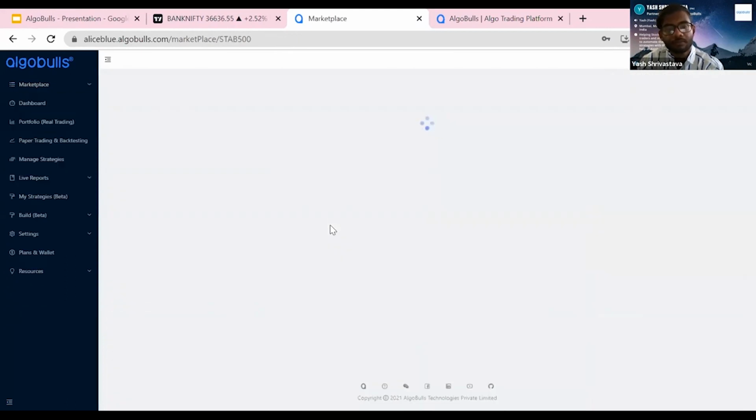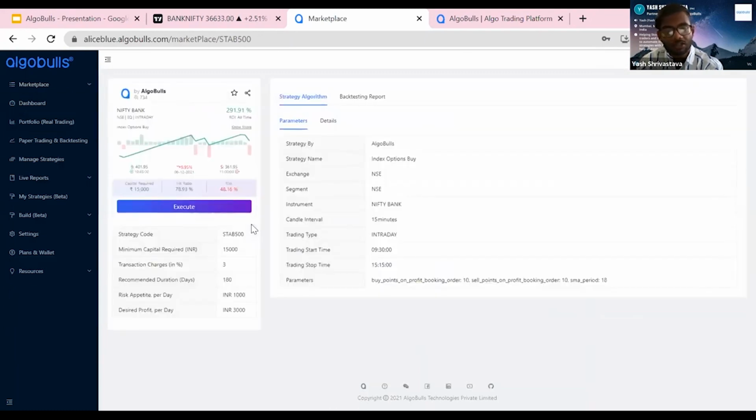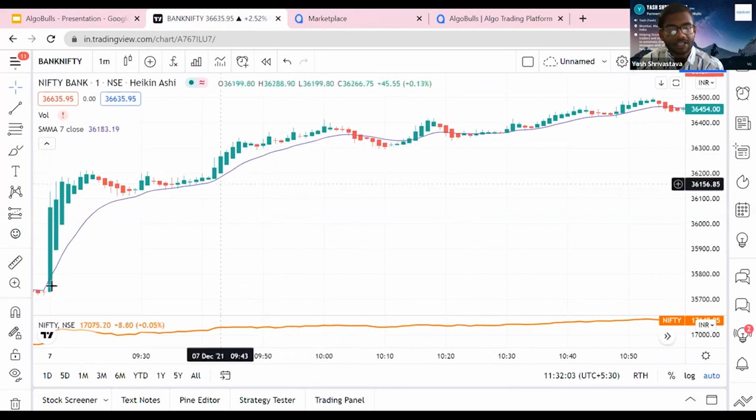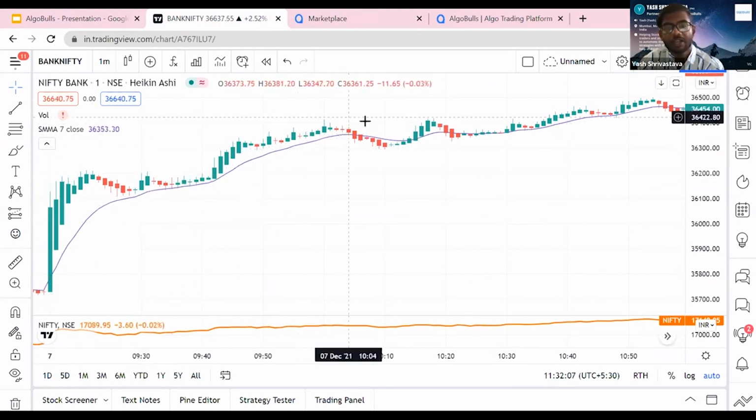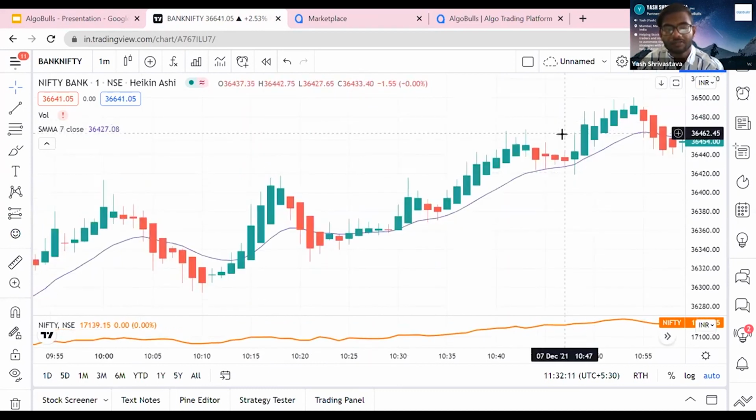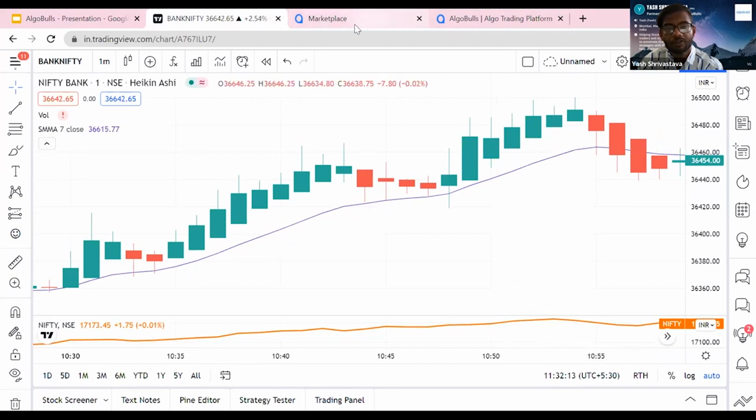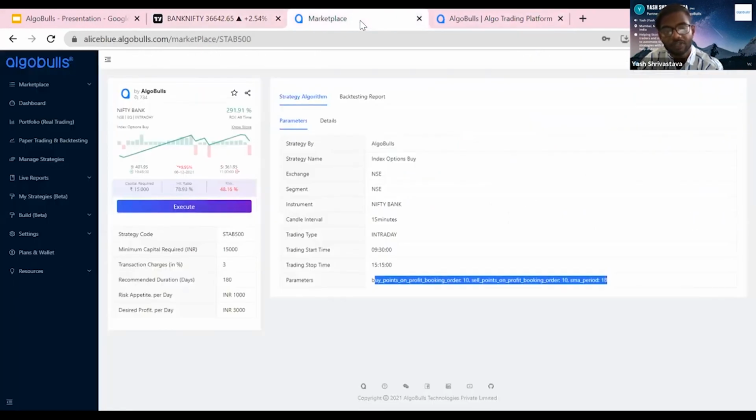Yeah, so this is the strategy I was talking about, which is based on buy profit booking and sell points booking, and it is based on SMA period 18. As you could see, my SMA is currently set to 18. Whenever the candle intersects at a certain point, it gives you a buy call. And when the candle reaches 10 points, 15 points, 20 points of profit, it takes an exit.